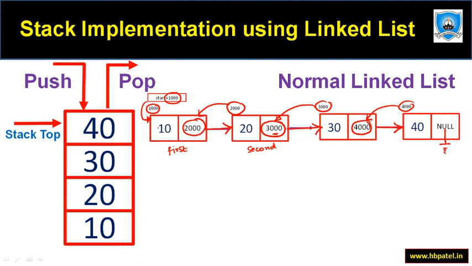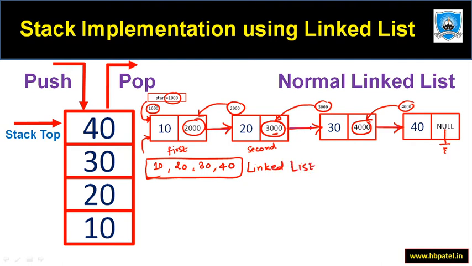And now if I start printing, I'll start from this place, so I'll first print 10, then 20, then 30, and then 40. So in case of linked list, if I print them, I am going to get 10, 20, 30, 40. But in case of this stack, if I print, I know that I'll get the topmost element first. So I'll get 40 first, then 30, then 20, then 10. So you can see the difference between these two.